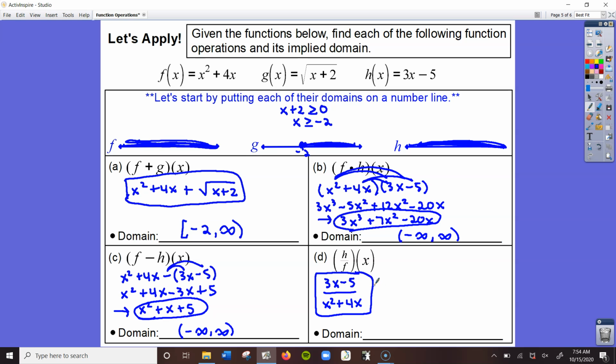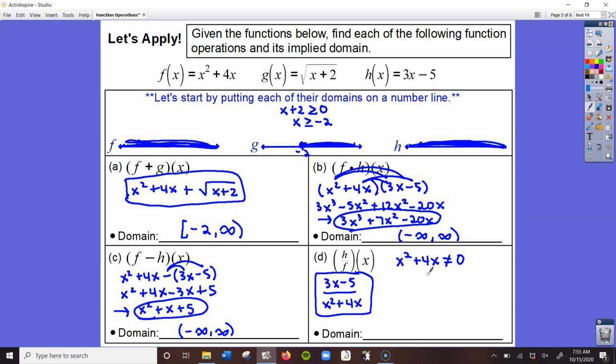Now, when we're trying to figure out the domain, if you look at the domains of f and h, yes, they are all real numbers. However, when you divide, this is no longer a polynomial. This is now a rational function. So in addition to putting the old domains' conditions together, you also have to take into account that the denominator now cannot equal 0 since this is rational.